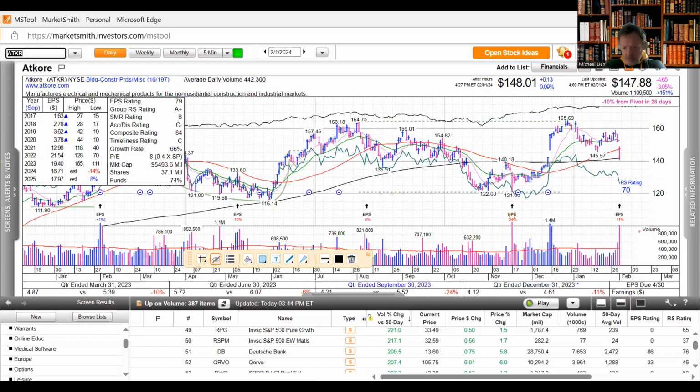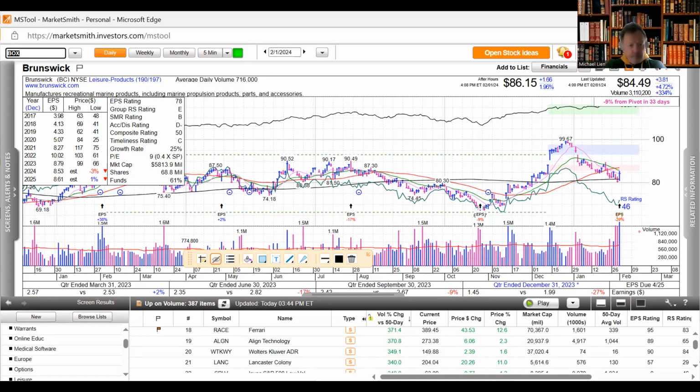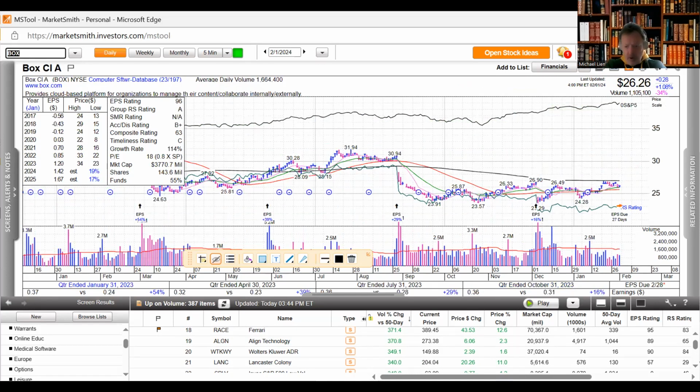This sold off on earnings. Their earnings are down 11%. It's kind of a Brunswick bounce today in sporting goods. Box moved up slightly. And we're not going to go through all of these today, but let's kind of see what's in the news.